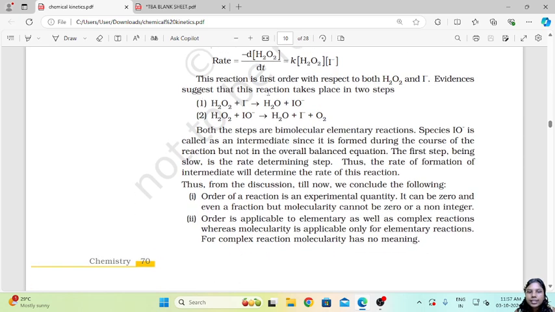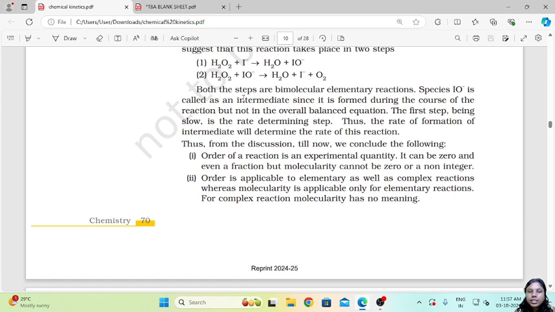Evidence suggests that this reaction takes place in two steps. The first step is hydrogen peroxide plus iodide giving us water plus IO minus, and the second step is hydrogen peroxide plus IO minus giving us water, iodide and oxygen. Both steps in this case are bimolecular elementary steps. The species IO minus is called the intermediate since it is formed during the course of the reaction but is not in the overall reaction. It is formed in between but is not there in the final reaction. The first step, being the slow one, is the rate determining step.